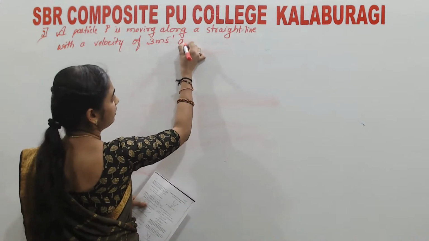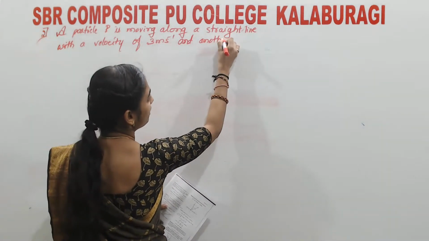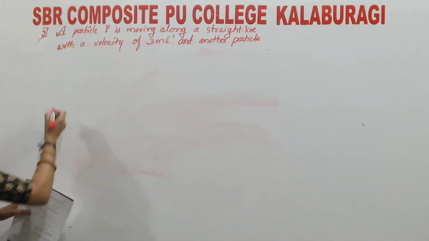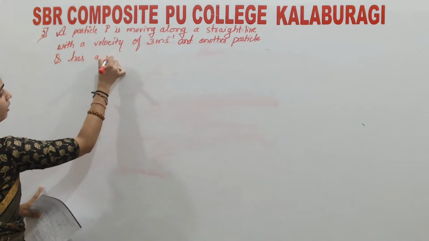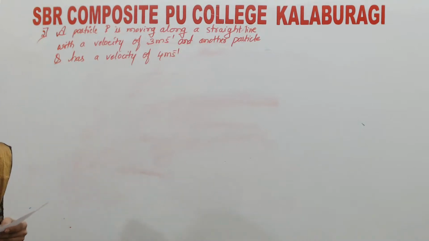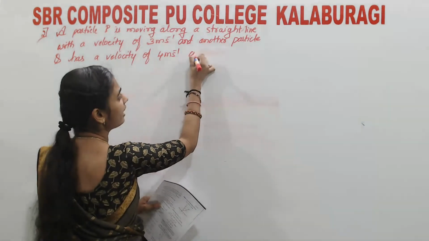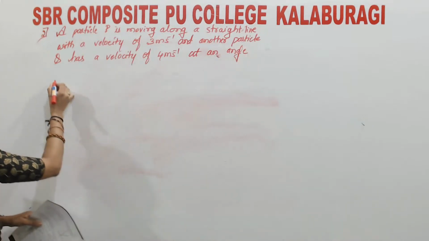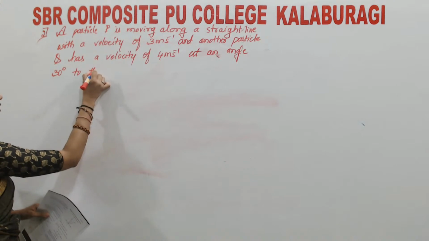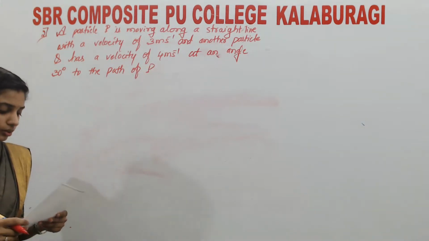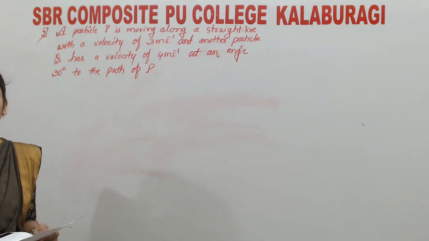Another particle Q has a velocity of 4 meter per second at an angle of 30 degree to the path of P. Okay, look at this question. Now find the speed of Q relative to P.